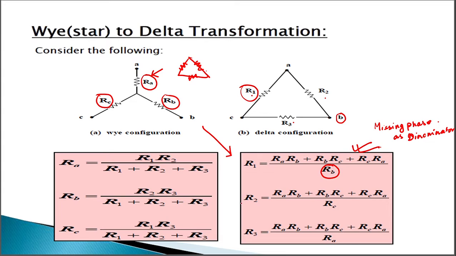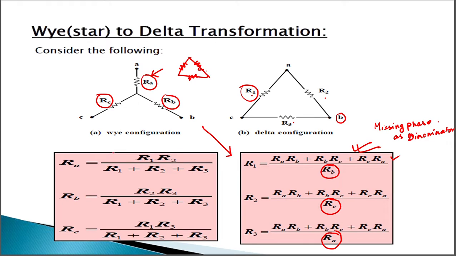Here we can see that for R2, R2 is connected between A and B. So the missing phase is C. So here at the denominator we write RC, right? Similarly in this case R3. So R3 is connected between C and B. So the missing phase is A. So we are taking it as RA, and the numerators are all same. So you need to remember only the numerator, and the denominator will come as we see the circuit.